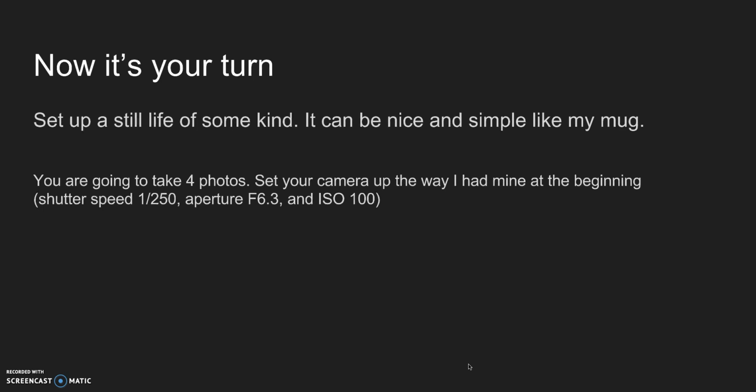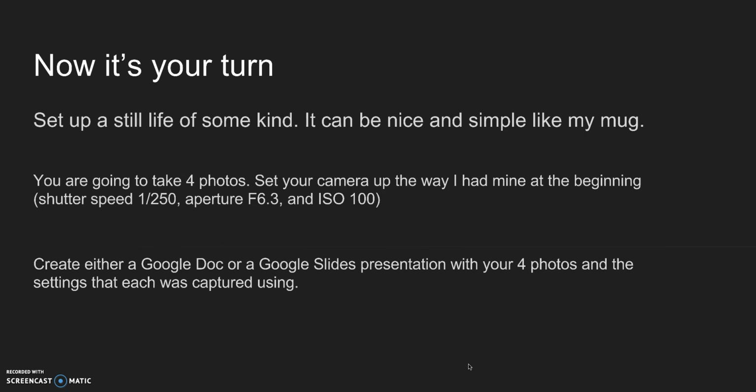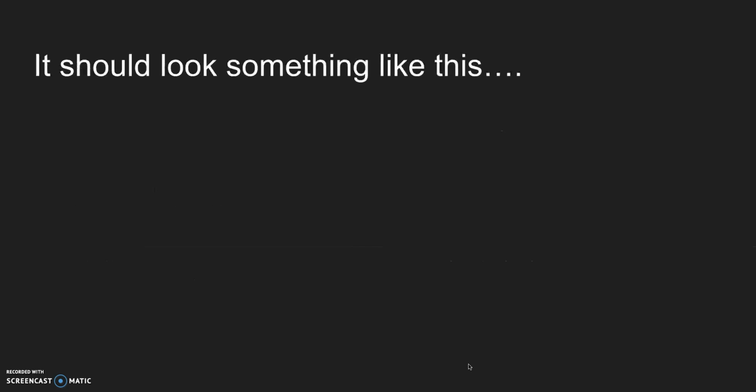You're going to take 4 photos. You're going to set your camera up the way I had mine at the beginning. So the shutter speed should be 1/250th of a second, aperture f6.3, and ISO 100 to start with. Okay, and then you're going to create either a Google Doc or a Google Slide presentation with your 4 photos and the settings that each one was captured using. So your slides should look something like this.